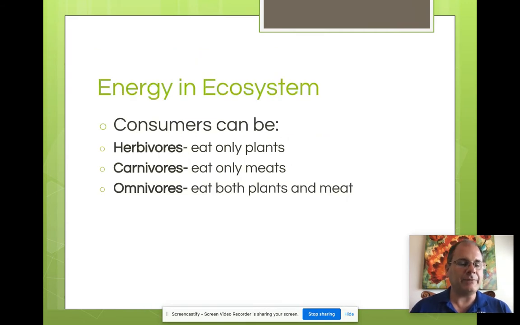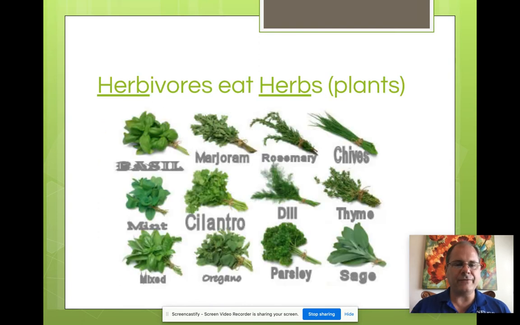There are three types of consumers. There is a herbivore, which only eats plants, a carnivore, which only eats meat, and an omnivore, which eats both plants and meat. You can tell the difference by the shape of the teeth of an animal. An herbivore is going to have flat teeth to grind the plant material.